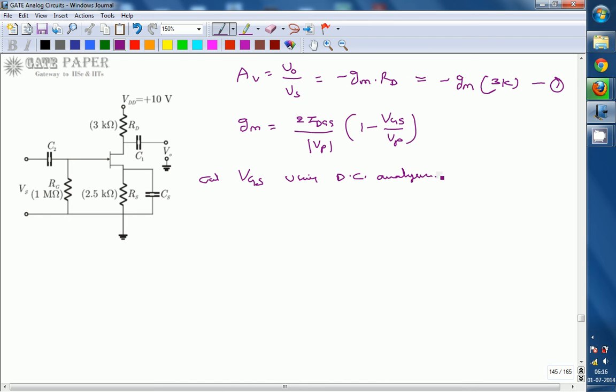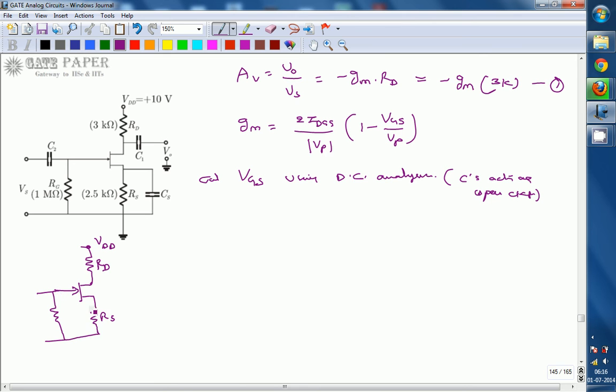For DC analysis, all capacitors C1, C2 and Cs act as open circuits. By that time, the equivalent circuit is going to look like this. If the capacitors act as open circuits, this is the DC equivalent: VDD, and it is RD. This is RS and RG.